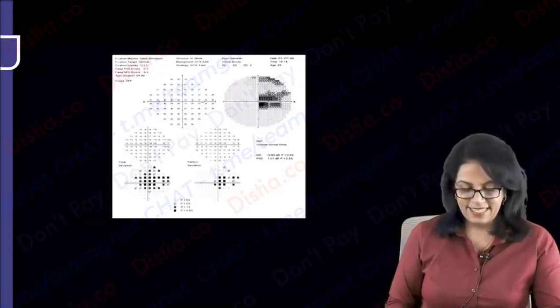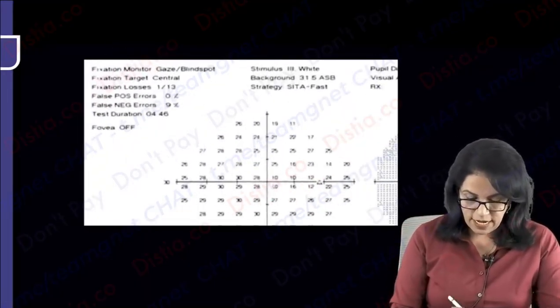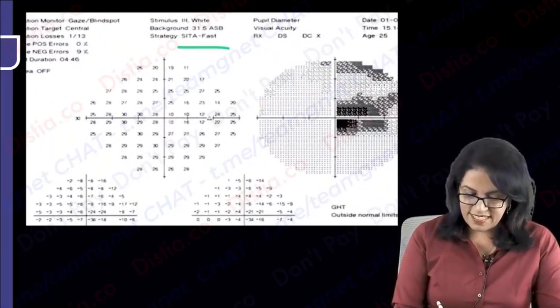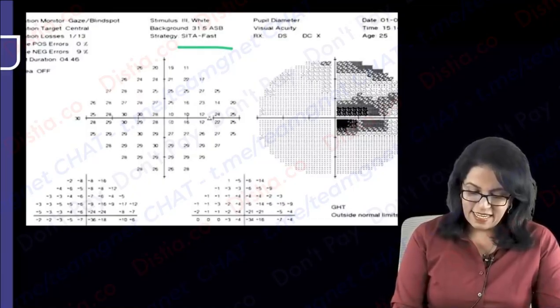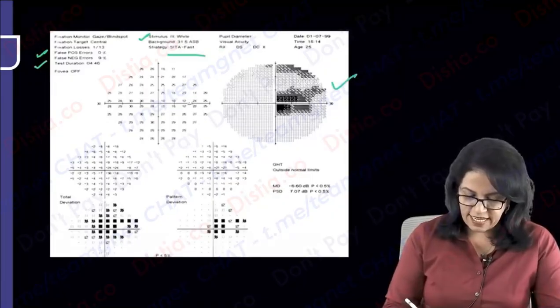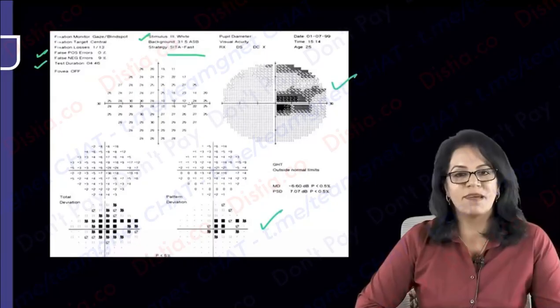What is this you see? Always first look at the reliability. Okay, this looks fine, right? It's a theta fast, again done with the stimulus 3. Do we need to note this? No. Let's quickly see the grayscale. This is the tip I am giving you.